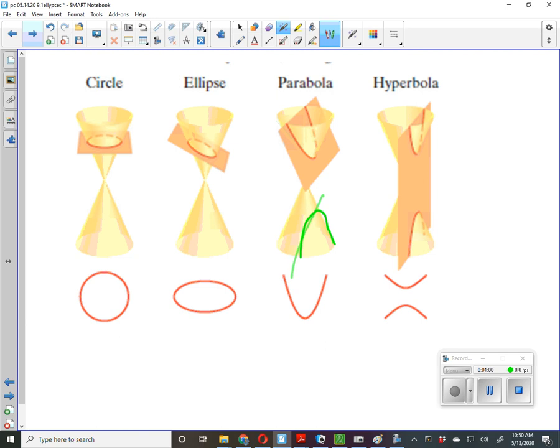And then lastly, ellipses. It looks like this. And again, they could face any direction you want.